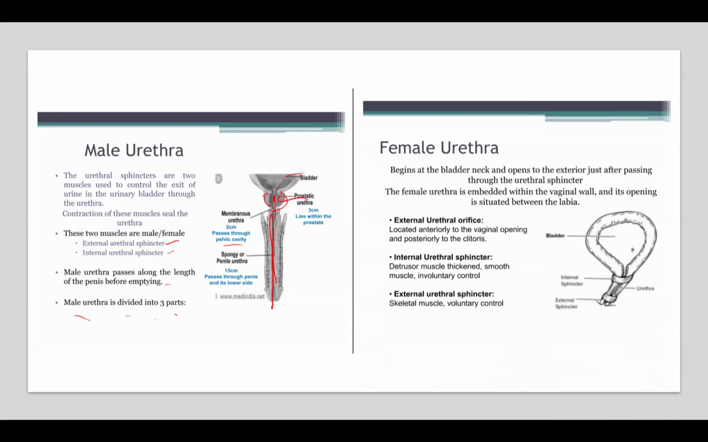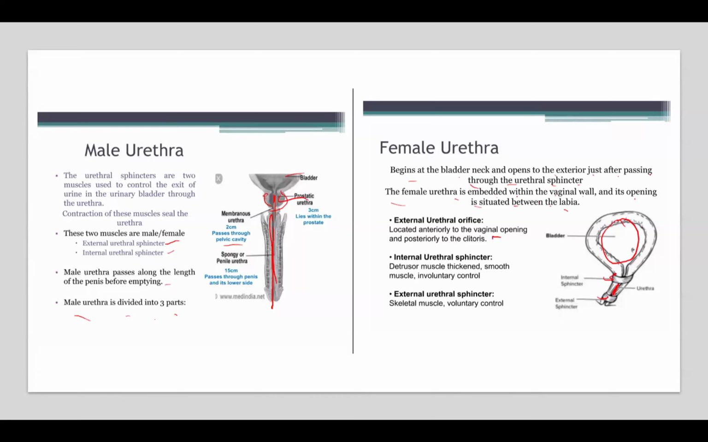Female urethra begins at the bladder neck and opens to the exterior just after passing through urethral sphincter. The female urethra is embedded within the vaginal wall and its opening is situated between the labia. This is the bladder, internal sphincter, external sphincter, and this is the urethra. External urethral orifice located anteriorly to the vaginal opening and posteriorly to the clitoris.